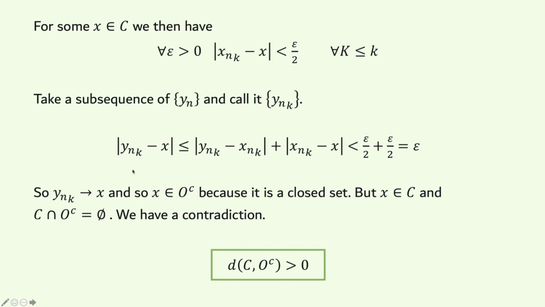Now ynk is a subsequence of yn, which is a set inside of O complement. Now O complement is a closed set, because O is open and the complement of an open set is closed. And so since ynk is in O complement, x has to be in O complement because, again, it's a closed set. It has to contain all of its limit points. However, I said that x was in C, and C intersection O complement is empty. They're disjoint. So we actually have a contradiction because x can't be in two places at the same time if they're disjoint. So the distance can't be 0. And so we showed that the distance between C and O complement has to be strictly positive.